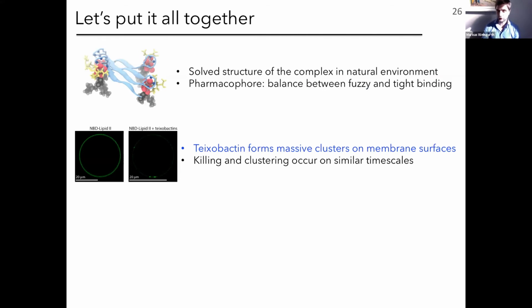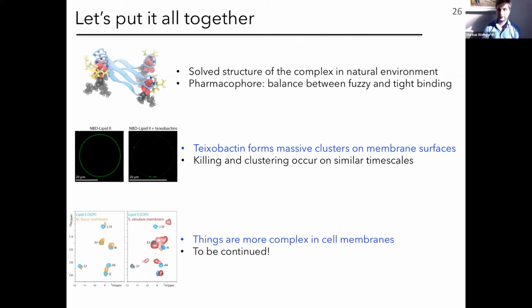What I could not show today are our studies in native bacterial cell membranes. This is a specialty of my lab, so we can directly study antibiotics in native bacterial cell membranes. And in native bacterial cell membranes, funny things happen. You have here an overlay of the teixobactin spectrum in the bound state with lipid 2, and in red directly in the cell membrane of the Staphylococcus strain. And you see there are quite some chemical shift differences. That's something that we're currently trying to understand.